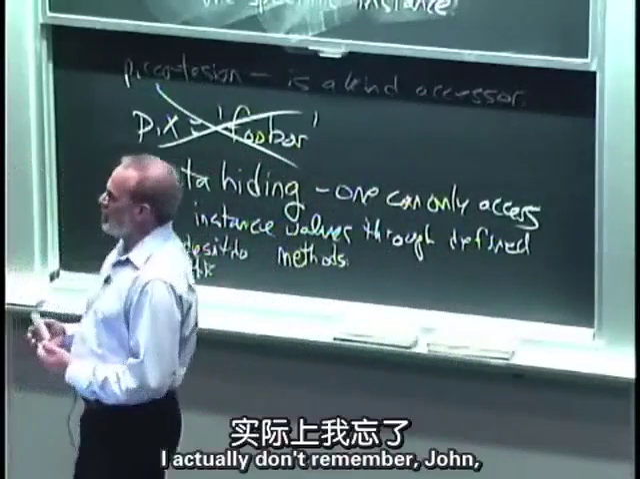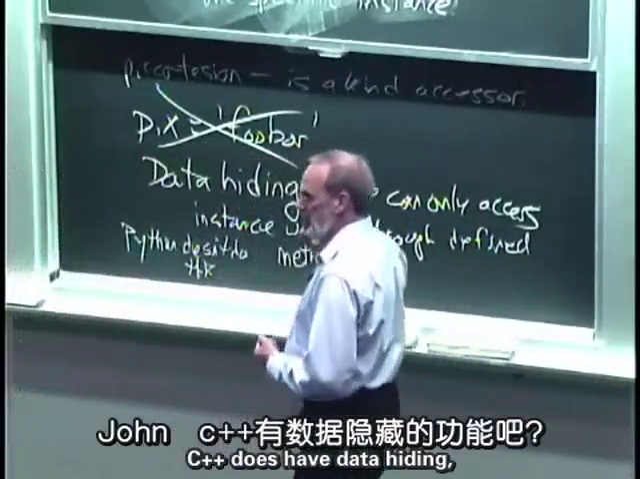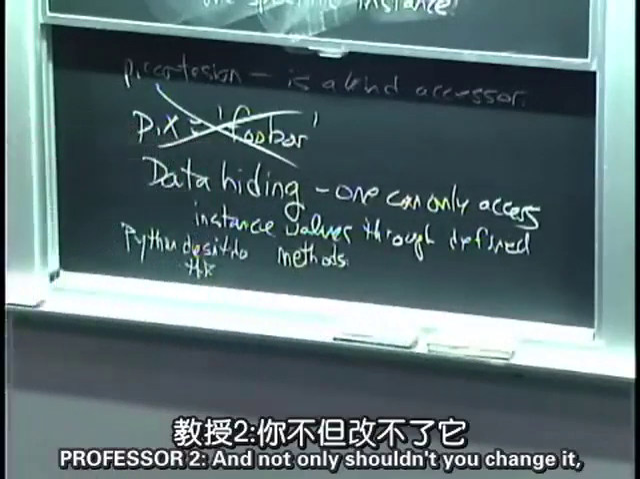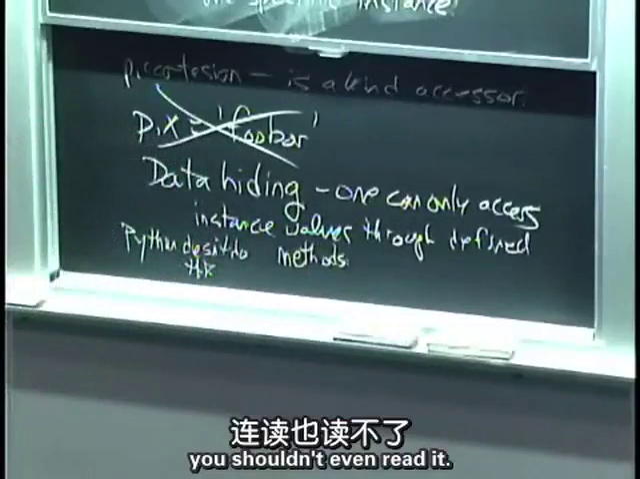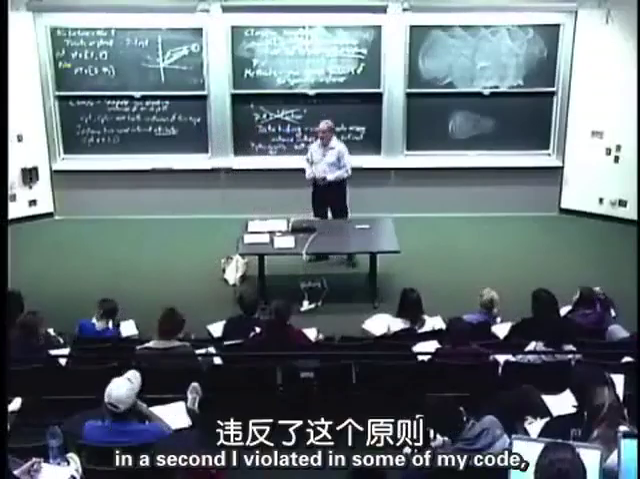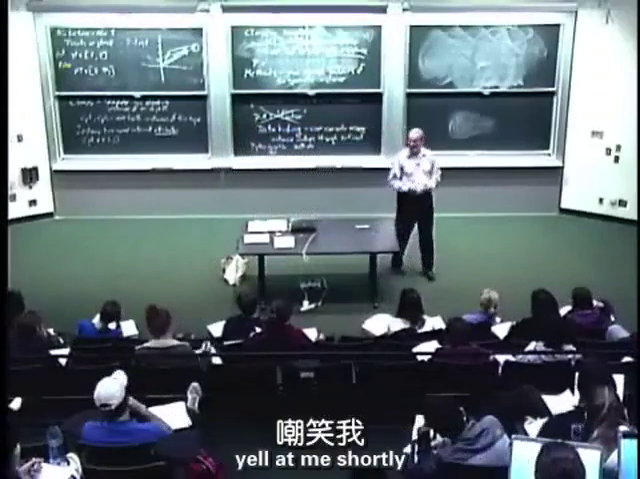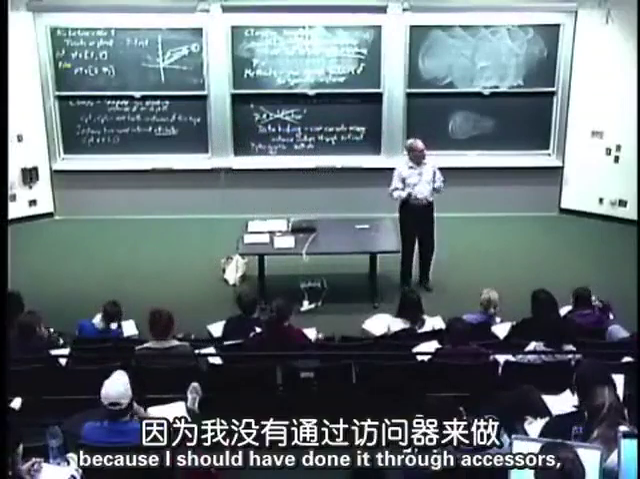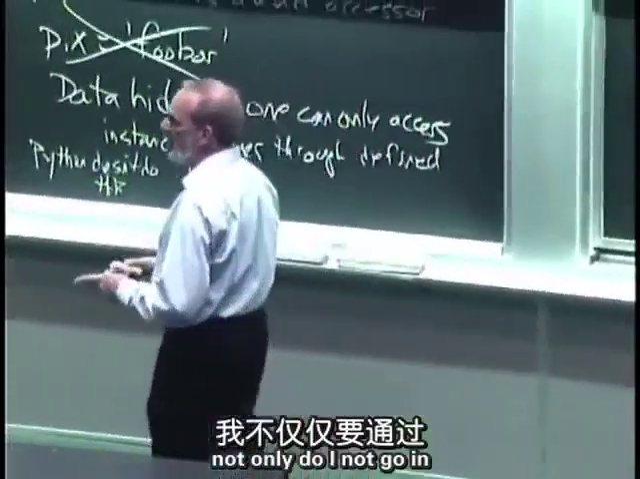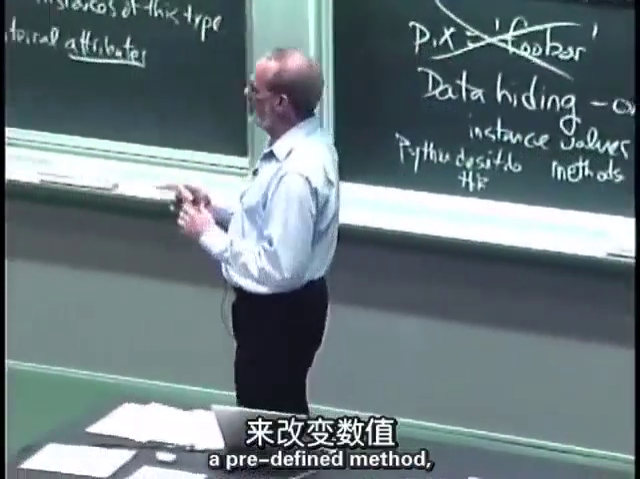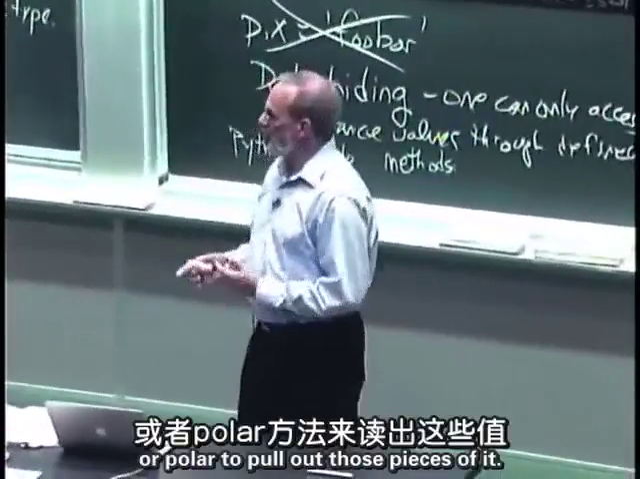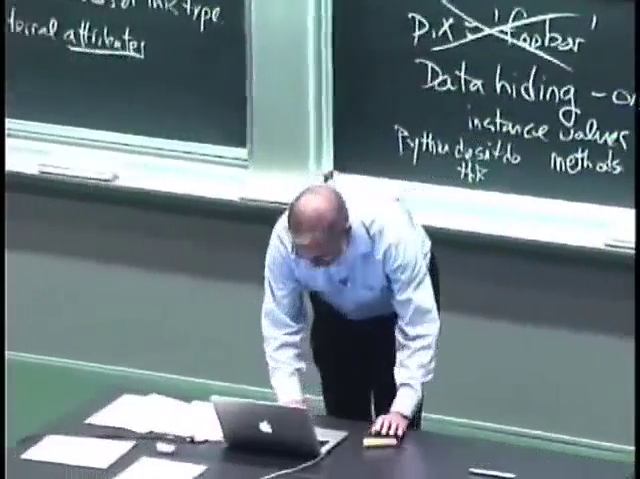And actually, don't remember, John, C++ does have data hiding, I think, right? Yeah. And not only shouldn't you change it, you shouldn't even read it. Exactly. Which you're going to see in a second. I violated in some of my code, which Professor Goodtag is going to yell at me about shortly because I should have done it through accessors. But he's exactly right. A good hygienic way of doing this is not only do I not go in and change things except through a predefined method, I shouldn't read it other than through a predefined method. I should use Cartesian or polar to pull out those pieces of it. Okay.